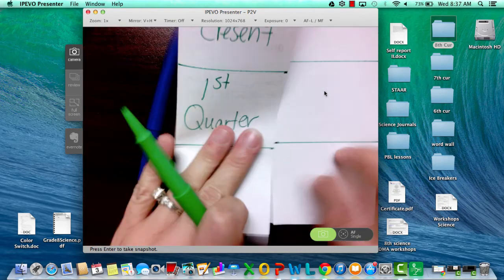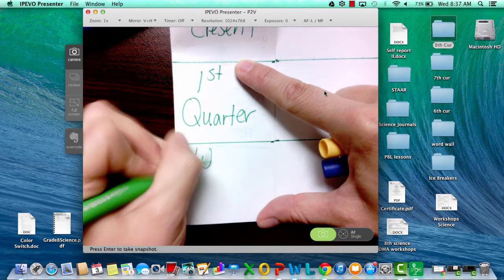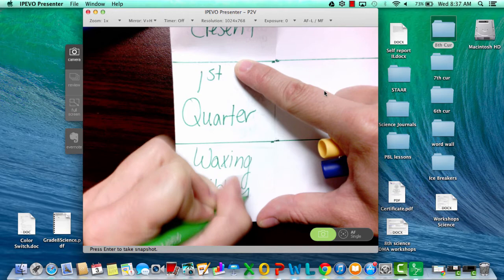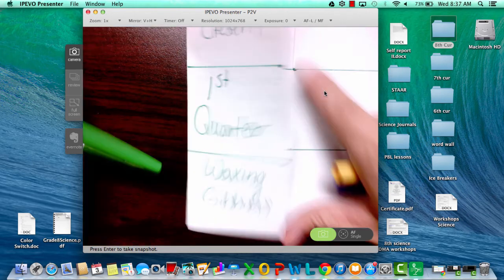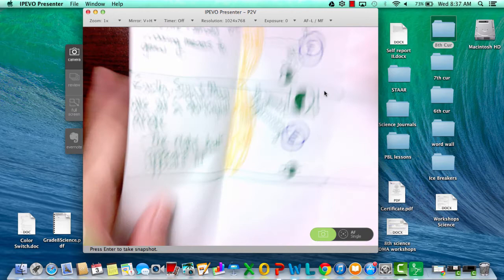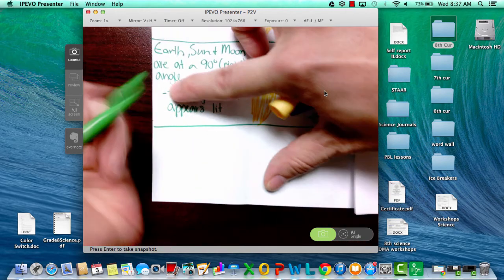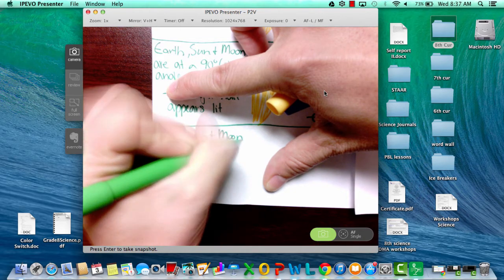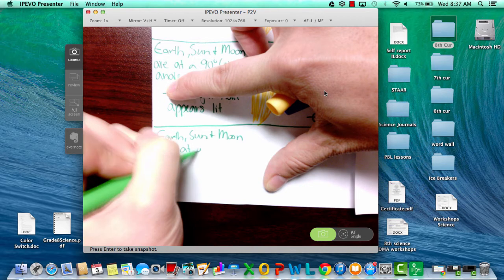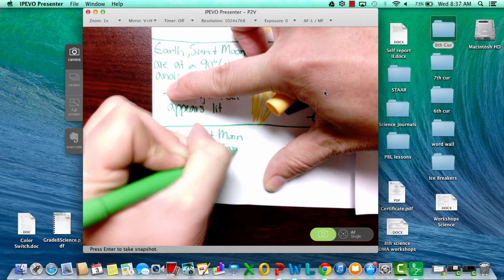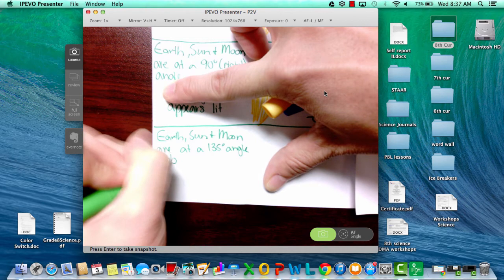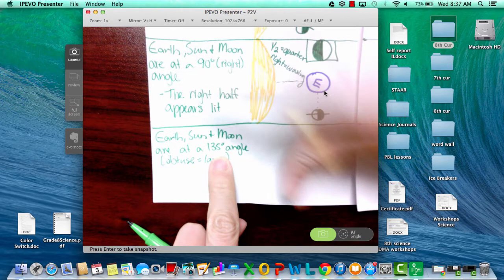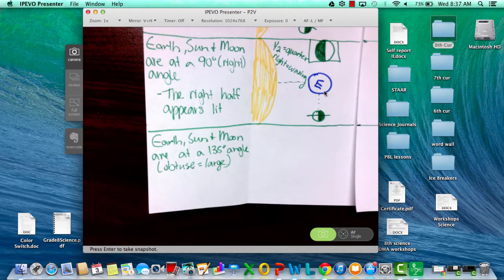All right, and then the next phase is called a waxing gibbous. And in Latin, the word gibbous means large. So you can expect that we're going to have a large moon. So it is where the Earth, Sun, and Moon are at a 135-degree angle, which in math we call an obtuse angle, which is very large. So because this is a large angle, we are going to see a large moon.